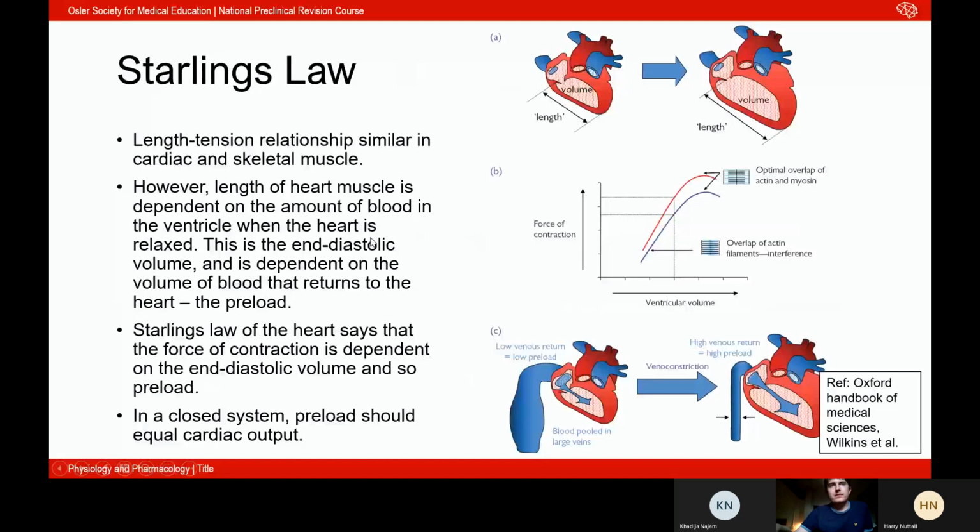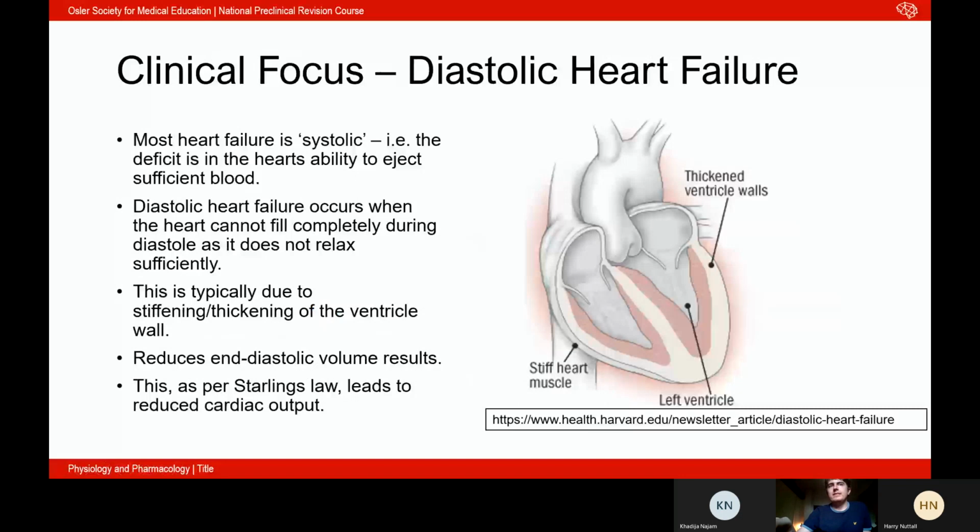So an important clinical implication of that is in diastolic heart failure. In diastolic heart failure, we don't get as much filling of the heart because the ventricle can't relax sufficiently, and that's often due to the fact that heart muscle is stiffer. Reduced end diastolic volume means reduced force of contraction. So often we don't get sufficient force of contraction, and we get reduced cardiac output.